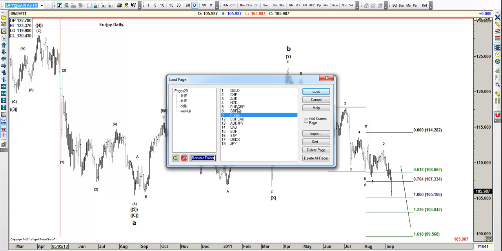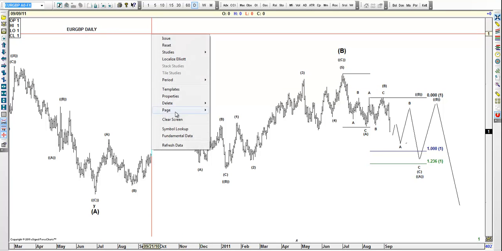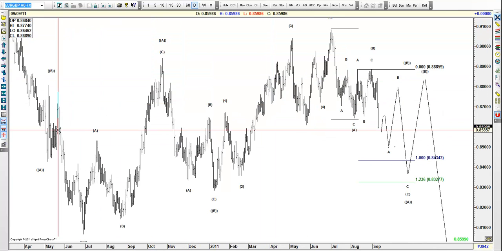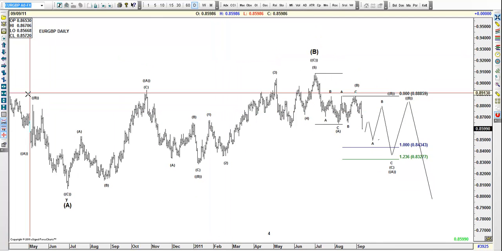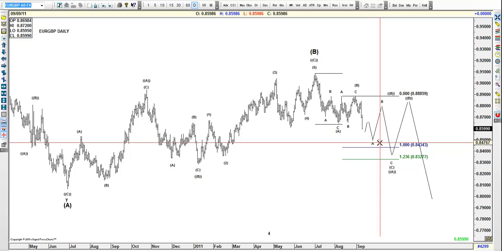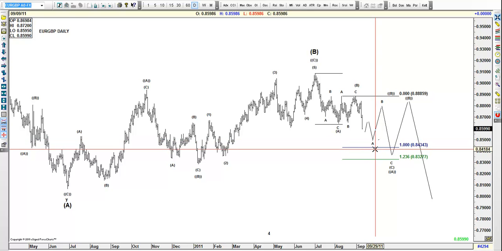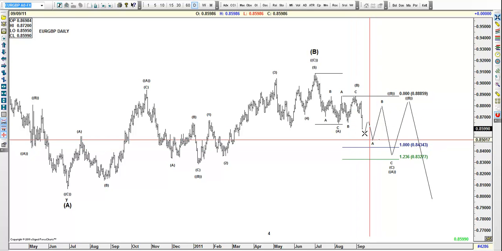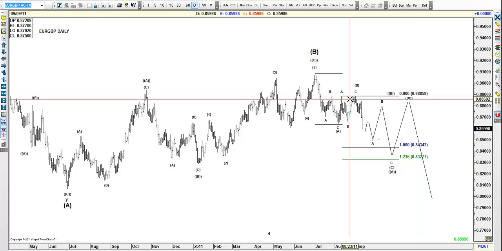Now we've got the euro pound. The euro pound, we believe we changed the count on the dailies and the weekly, and we believe that the euro pound needs to move a little bit lower to around 85 before finishing. Ideally it's going to go to 83.40 before finishing this 8-wave and recovering in 3 waves. So that's what we like. We like all of that for the beginning of the week.